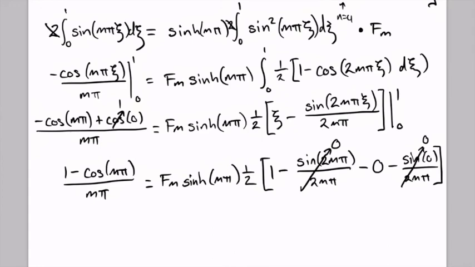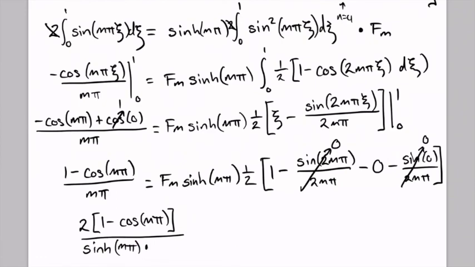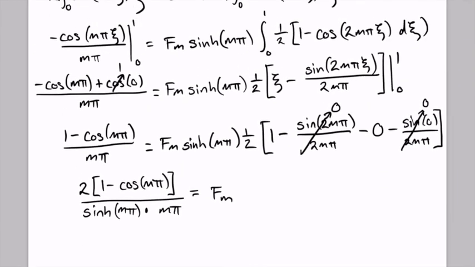So our solution, we're pretty easily able to solve for fm at this point. So we'll bring over our 2. And we'll bring over our sinh. And that's equal to fm, which is our constant of integration.